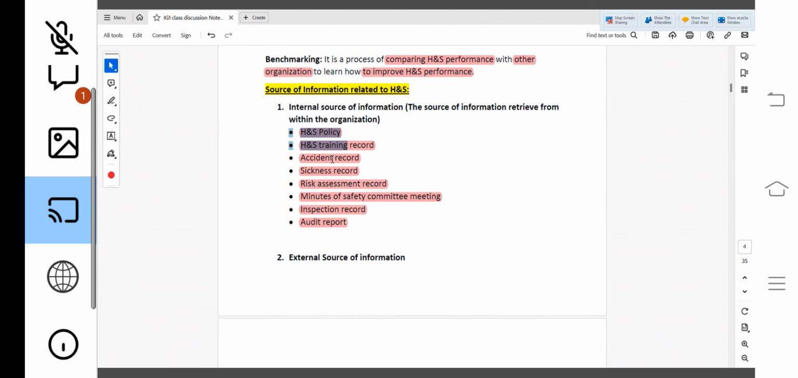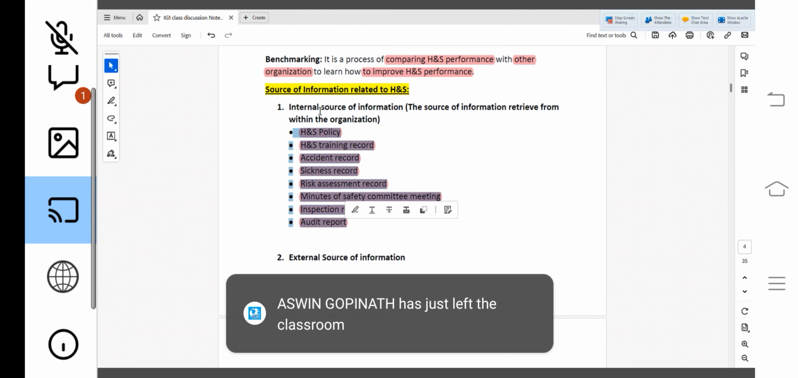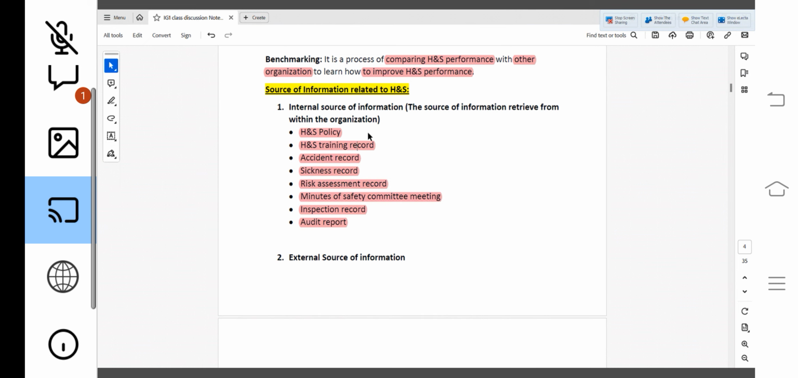So all these technical points have to be elaborated. It should not be written just like a policy, training, record. You have to explain. You have to show the understanding of this policy, training, like that. So these are all technical points which I have written. These whole points have to be elaborated when you are writing in your examination.